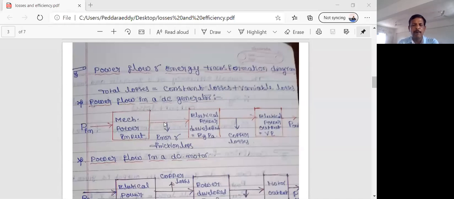Coming to the power flow diagram in the generator as well as in the motor.